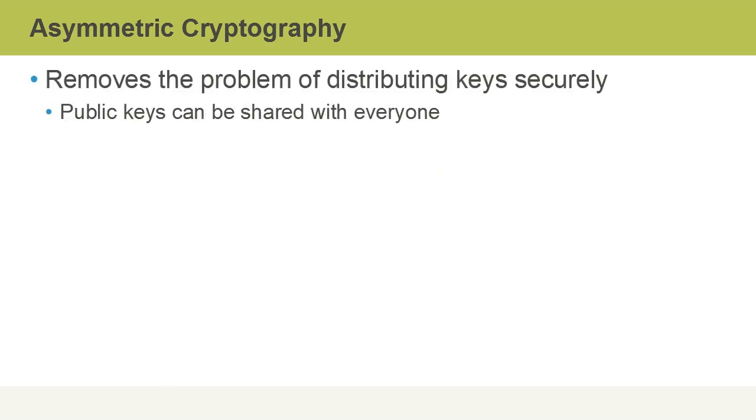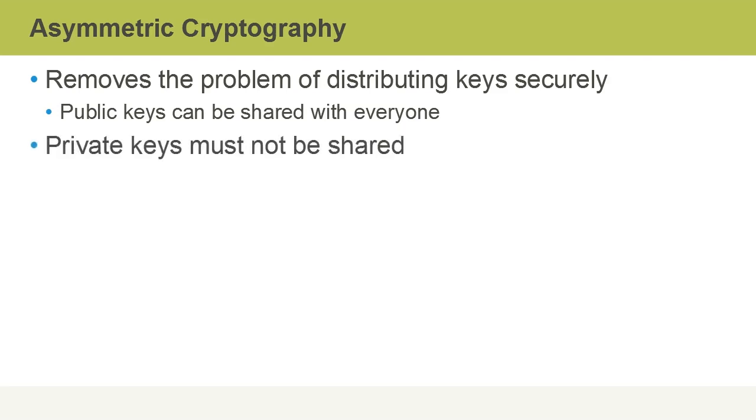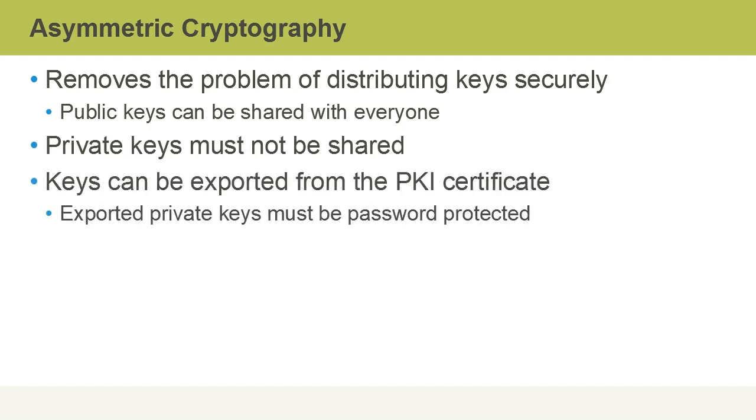With asymmetric crypto, the problem of distributing keys securely, even on a large scale, disappears, and that is a big problem with symmetric crypto, since the same key is used for everything. The public key can be shared with everyone. Private keys, however, not quite the same. They need to be kept secret to the owner. Keys can also be exported from a PKI or public key infrastructure certificate that's issued.